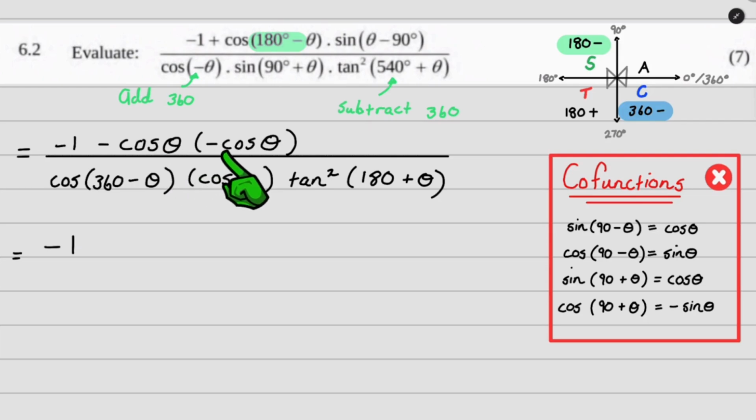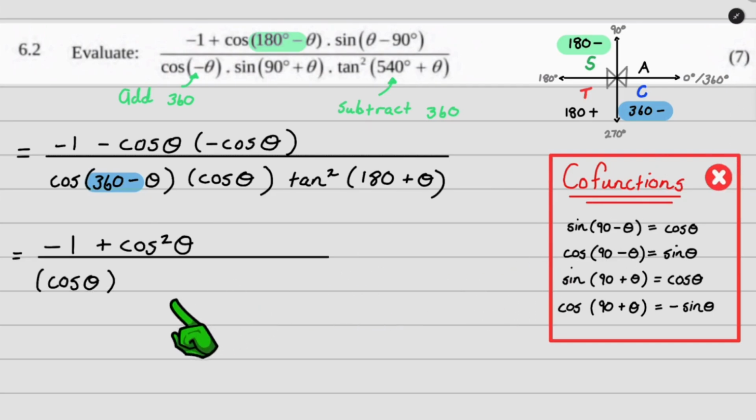Negative cos theta times negative cos theta is positive cos squared theta. And then this guy at the bottom here, he's in the 360 minus quadrant. Cos is positive there, so this whole thing will just change into cos theta. I like to wrap these guys in brackets as well, so that it helps me remember I'm multiplying these things. Okay, this cos theta is simplified as far as possible, so he can stay behind. And this tan is in the 180 plus quadrant. In the 180 plus quadrant, tan is positive. So this will just change into tan squared of theta.